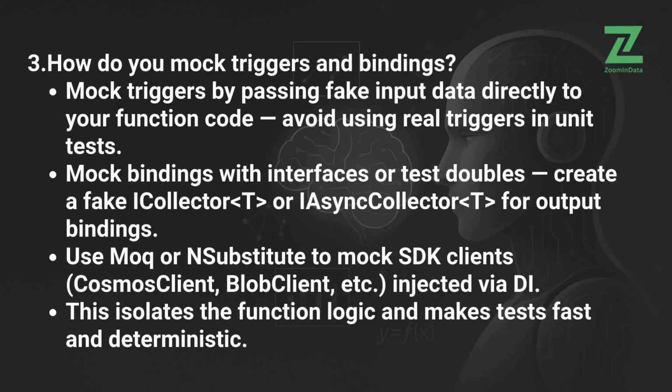How do you mock triggers and bindings? Mock triggers by passing fake input data directly to your function code. Avoid using real triggers in unit tests. Mock bindings with interfaces or test doubles. Create a fake ICollector<T> or IAsyncCollector<T> for output bindings. Use Moq or NSubstitute to mock SDK clients, Cosmos client, Blob client, etc., injected via DI. This isolates the function logic and makes tests fast and deterministic.